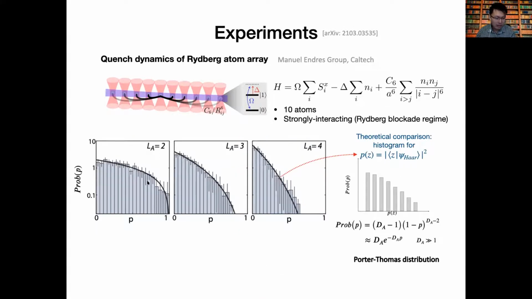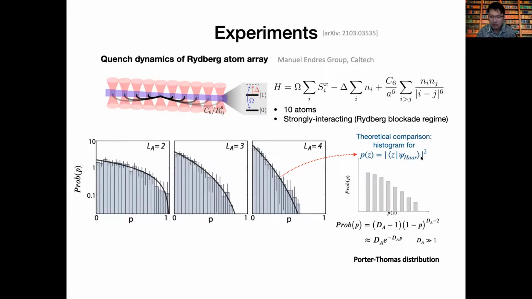So the bars represent the experimental data, and they see that this forms these characteristic curves for different subsystem sizes A that they're measuring. LA is 2, 3, 4. So this black line does not represent a fit function, but actually represents the exact theoretical result, no fit function, if you assume that the states from which you're obtaining the probabilities were truly Haar random in nature.